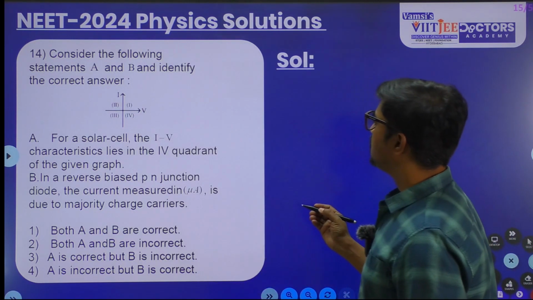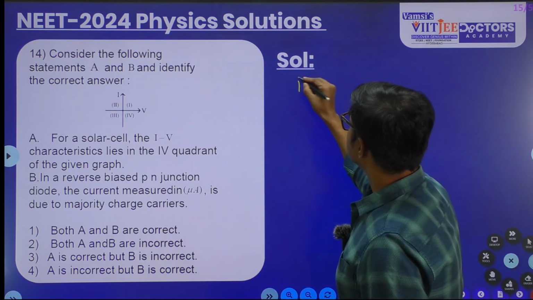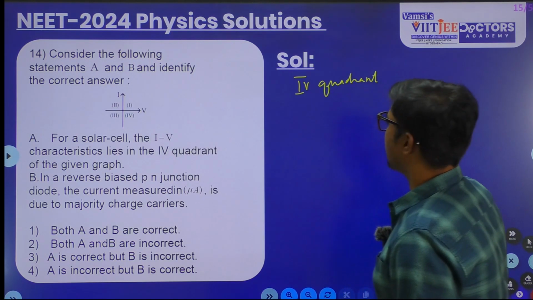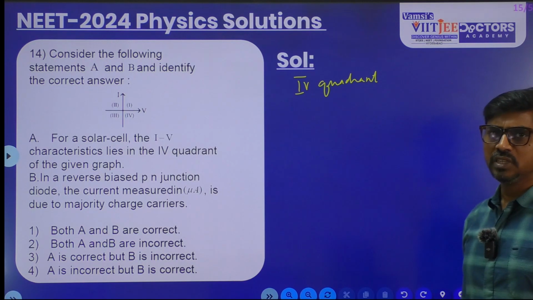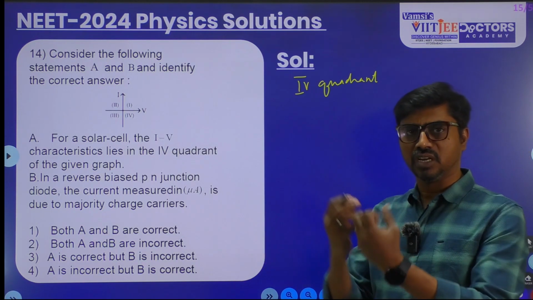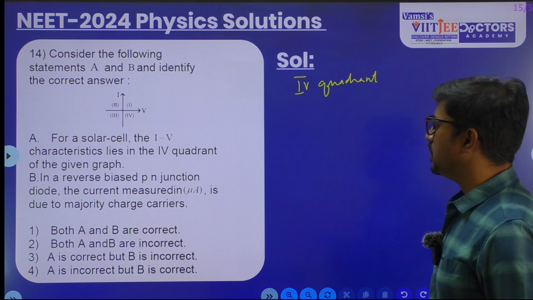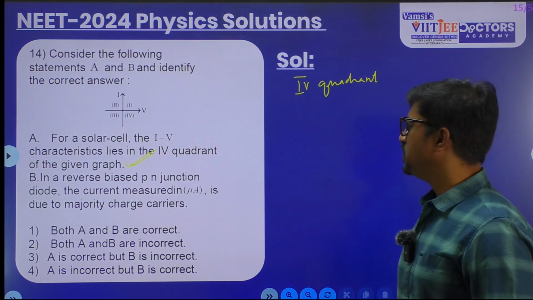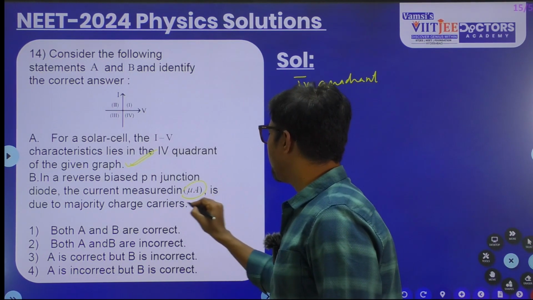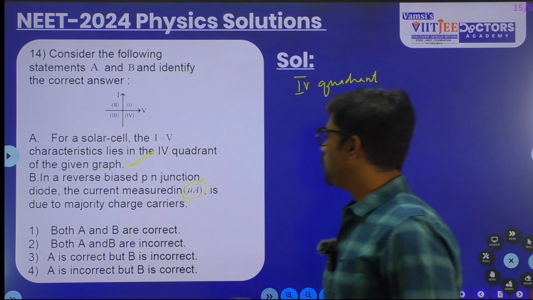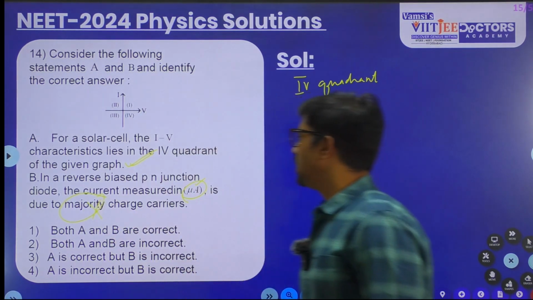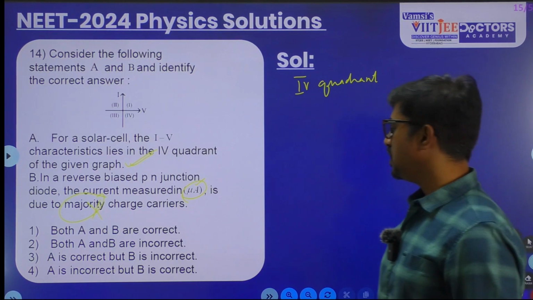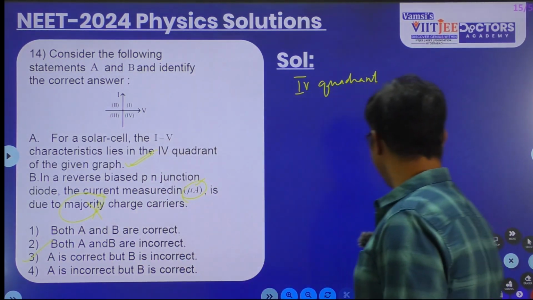So IV characteristic, you know that it will be in the fourth quadrant. I don't want to explain the entire theory right now. It is straightforward. In a solar cell, solar energy will be converted into electric energy. That is very simple. Everybody should know it. What about option B? In a reverse bias PN junction diode, the current is measured in microamperes. That is correct. But saying it is due to majority carriers is wrong. In reverse bias, current is due to minority carriers. That means B is incorrect. A is correct, B is incorrect. That's going to be the answer.